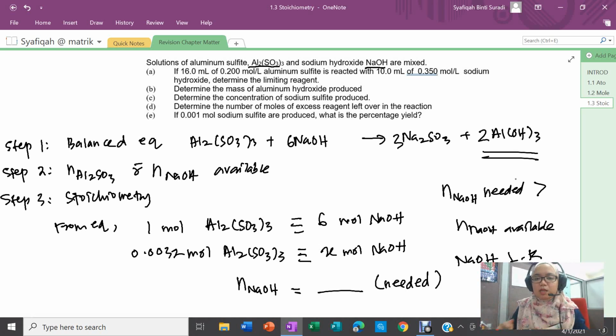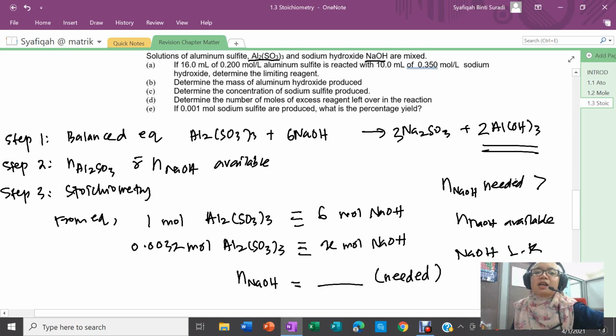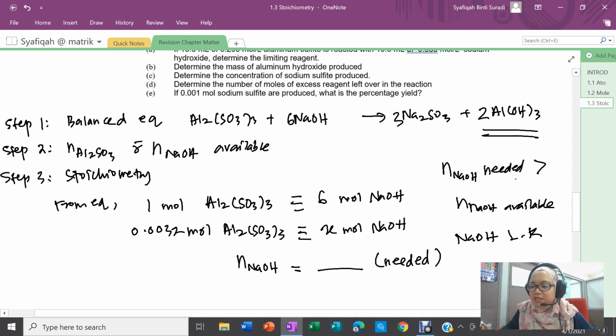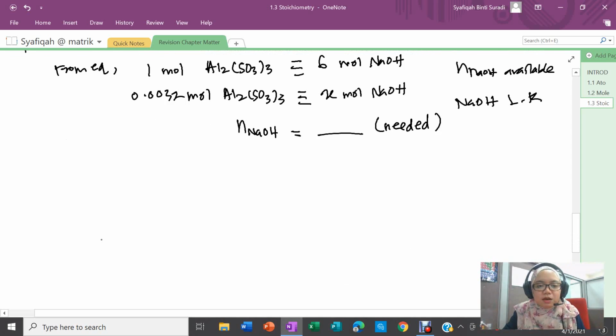Okay? So dekat sini, kalaulah soalan B tanya determine the mass of aluminium hydroxide produced, walaupun dia tak tanya soalan limiting reactant, awak kena cari dari awal sampai akhir. Cari dulu limiting reactant, baru teruskan ke step yang seterusnya. Okay. Tapi sekarang ni soalan ni baik hati kan. Dia bagi you step by step kan. So you dah tahu dah limiting reactant apa. So dekat sini memang awak akan dapat NaOH as limiting reactant. Okay. Untuk soalan B.